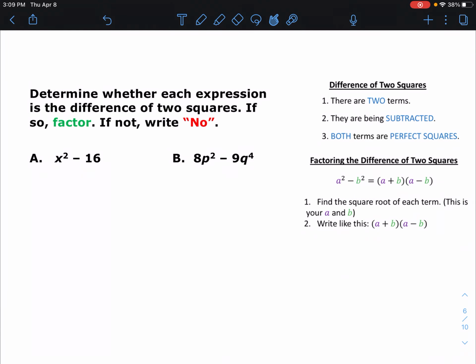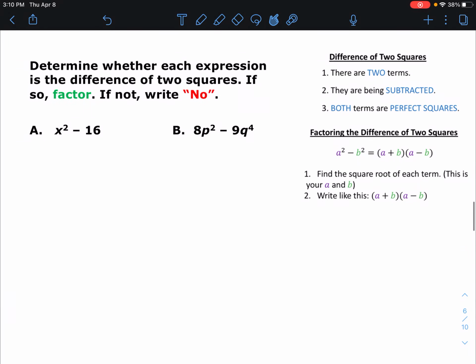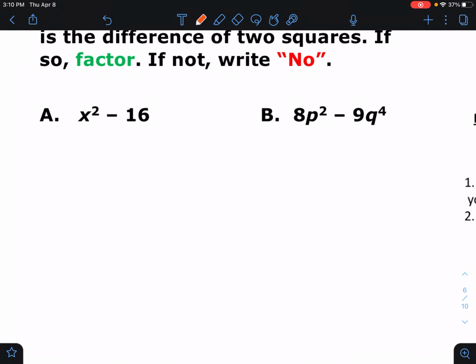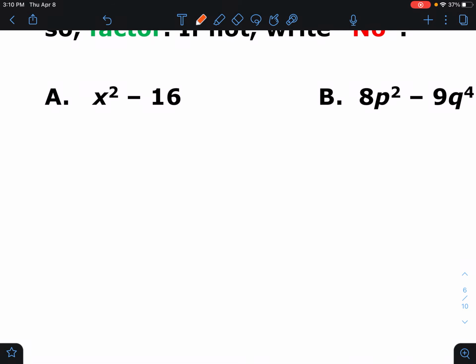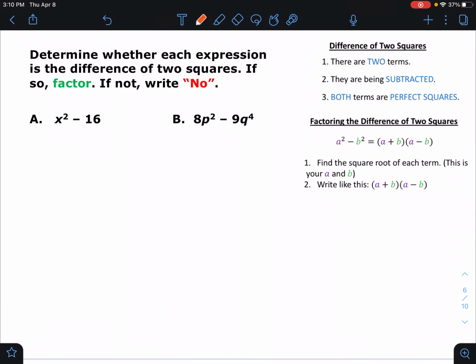Okay, now I have the things to reference on the right, but the directions are: determine whether each expression is the difference of two squares. If so, you need to factor it. If not, you're going to write no. Okay, so first of all, are there two terms? Yes, I see two terms here. We're good. Okay, are they being subtracted? Yes. Okay, so we're good. Are these both perfect squares? Well, x squared has an even exponent, so yes. And 16 is a perfect square, so we're good. All right, so now we're going to look right here at this bottom part.